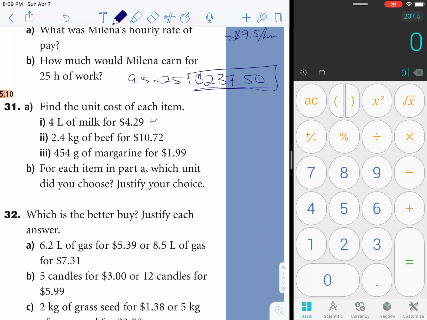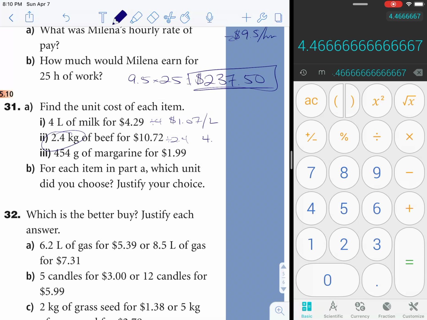Unit rate, just divide this by 4. 429 divided by 4. $1.07 per liter. 2.4 kilograms, so we're going to divide this by 2.4. So 1072 divided by 2.4 gives us 447 per kilogram. Okay, per gram.